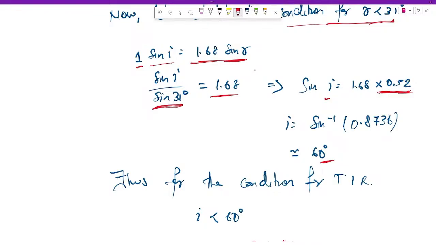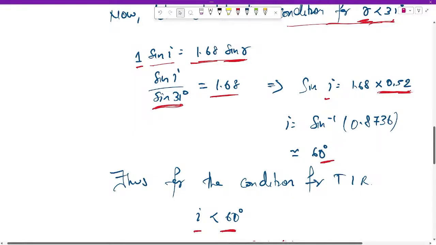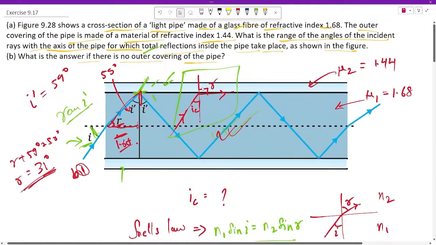That is, for the angle of incidence of 60 degree, we will get a value of angle of refraction in the glass core as 31 degree. Now, the angle of refraction must be less than 31 degree in order for the total internal reflection to take place. Now, if we increase this value of I, then obviously the angle of refraction will also increase. So, the angle of incidence must be less than 60 degrees so that the angle of refraction doesn't surpass 31 degree, or the value of I dash shouldn't decrease from the critical angle, because if the value of I dash will decrease from the critical angle, then the total internal reflection will not take place.